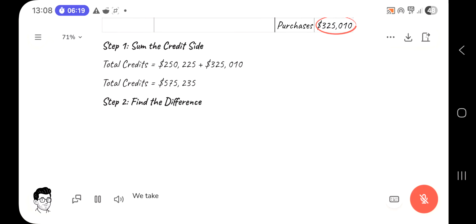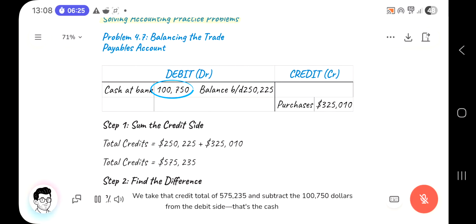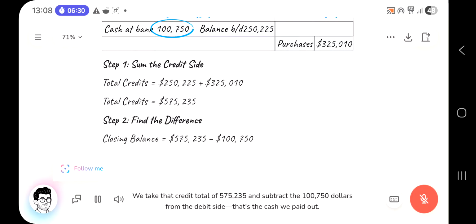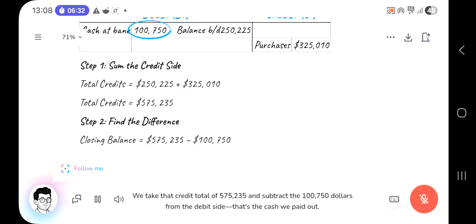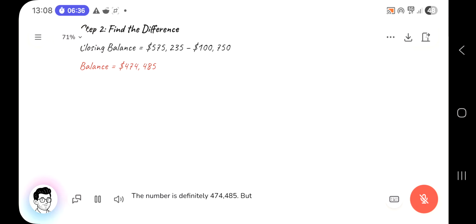We take that credit total of $575,235 and subtract the $100,750 from the debit side. That's the cash we paid out. The number is definitely $474,485. But here's the trick.